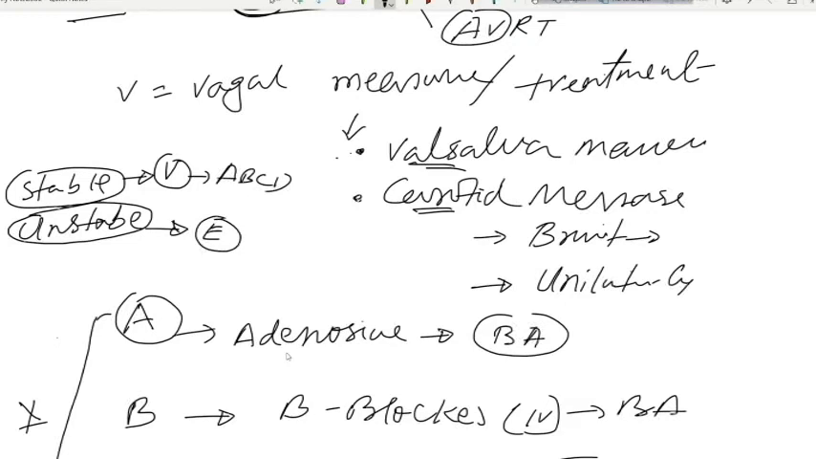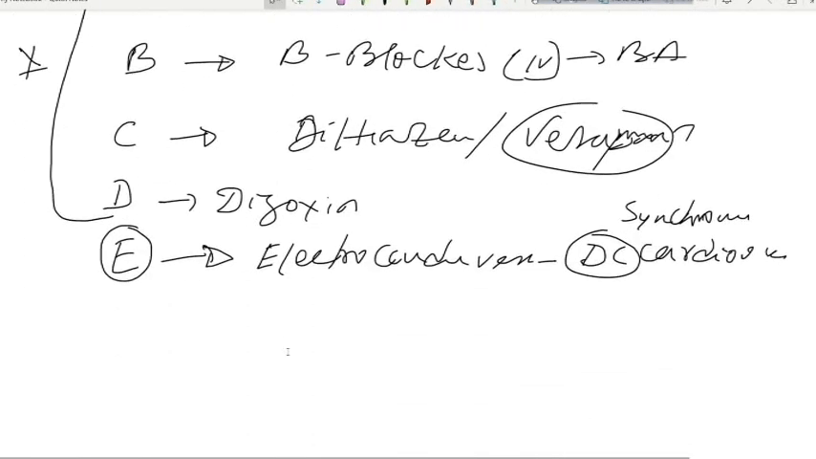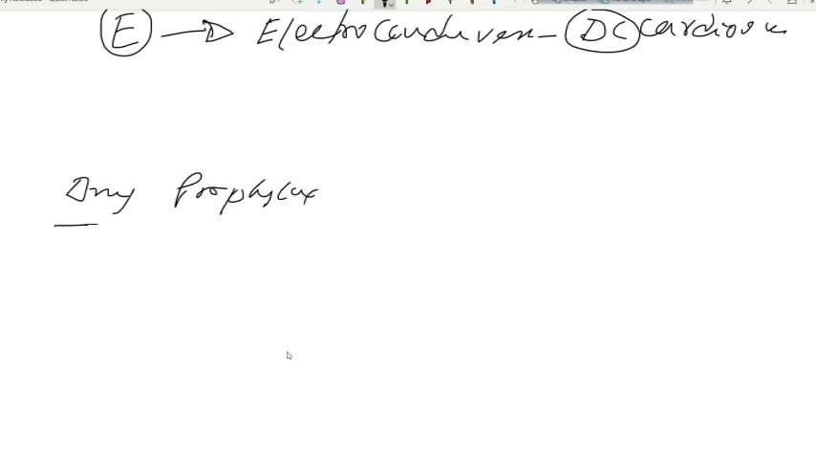Okay. And another information is what is the definitive treatment for this SVT? The definitive treatment of SVT is radio frequency ablation. In another word, it is called catheter ablation. Another question is, what drug can be used for prophylaxis of SVT?